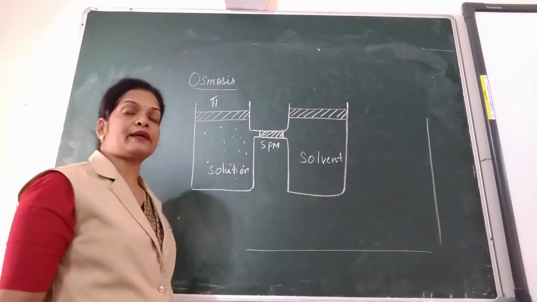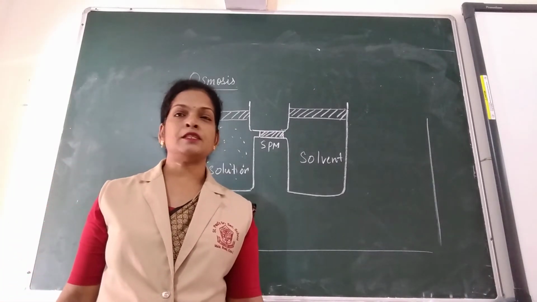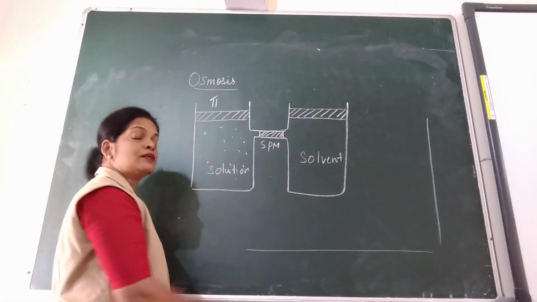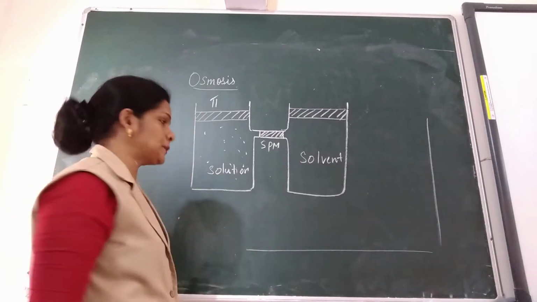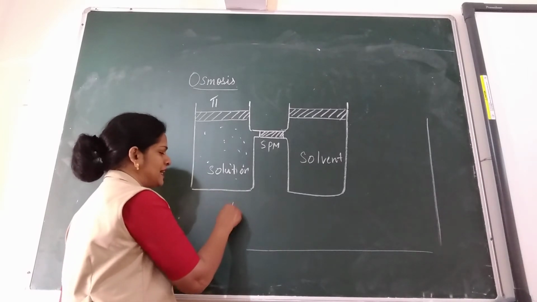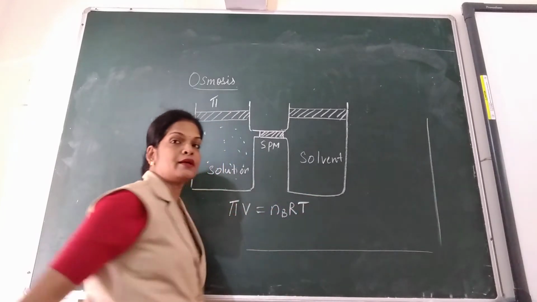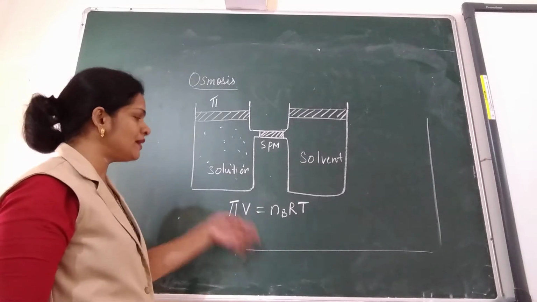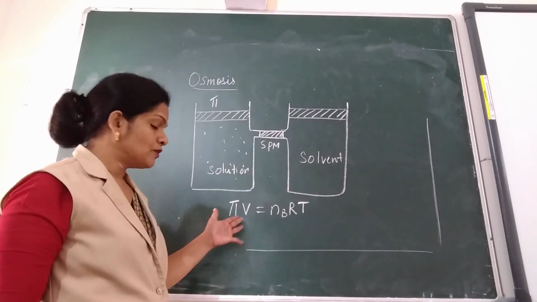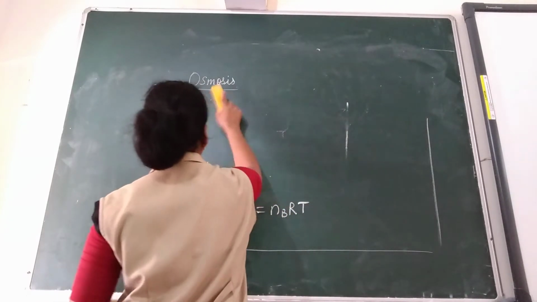This osmotic pressure can be calculated in the same way as gaseous pressure, which we learned earlier in the gaseous state: PV equals nRT by the ideal gas equation. A similar equation is used here to determine the osmotic pressure. Instead of PV equals nRT, we use pi V equals nB RT, where nB is the number of moles of the solute, pi is the osmotic pressure, and V is the volume of the solution in liters.